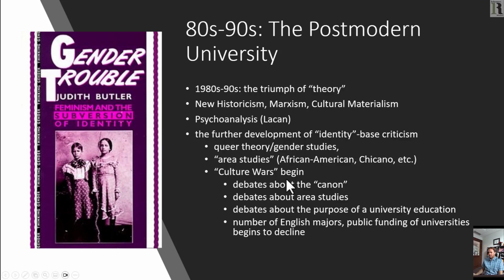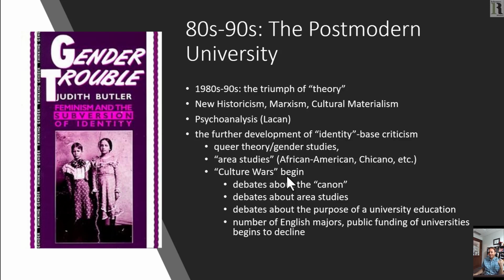And with the rise of this, we also get a kind of reaction formation, a backlash against all of these new theories, especially identity-based criticisms, which has now consumed our entire culture. Then it was confined to more cultural, literary and educational zones, what we might call the culture wars: debates about the canon, what gets taught and what doesn't, debates about the role of area studies in higher education, debates about the purpose of a university education. And as all this is going on, the number of English majors begins to decline, and public funding of universities begins to decline. And the golden age is sadly past.